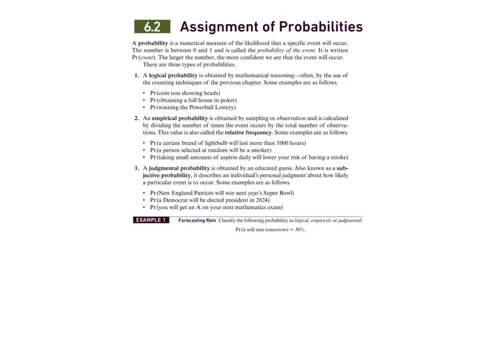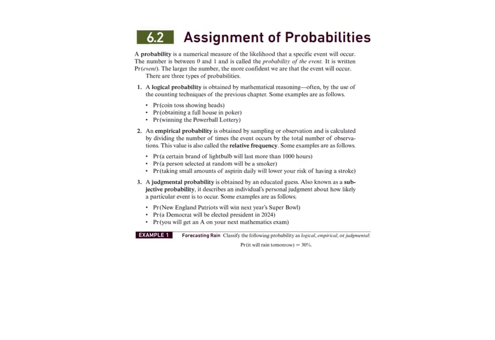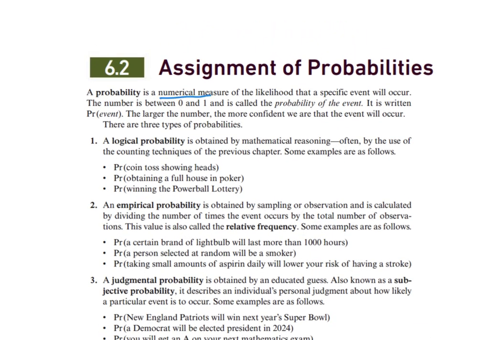In this video, we're going to cover section 6.2, assignment of probabilities. A probability is a numerical measure of the likelihood that a specific event will occur. Numerical measure just means a number. Numbers between 0 and 1 are called the probability of the event. If an event has a probability of 0, it's impossible. 1 is certain. The larger the number, the more confident we are that the event will occur.